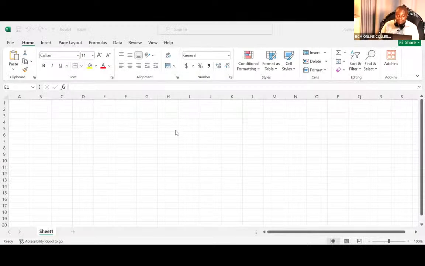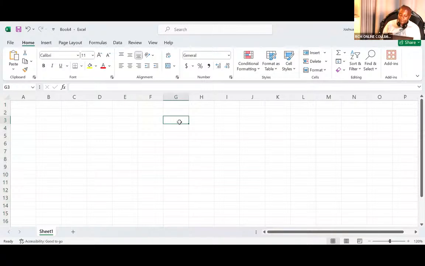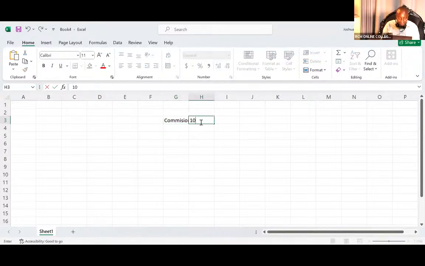So ladies and gentlemen, I have my Excel sheet here. This Excel sheet is very interesting. I have to make it a little bit bigger. And remember what we were discussing yesterday, my good students. If, for example, you have commission here, commission happens to be 10%, 10% of the sales you make.